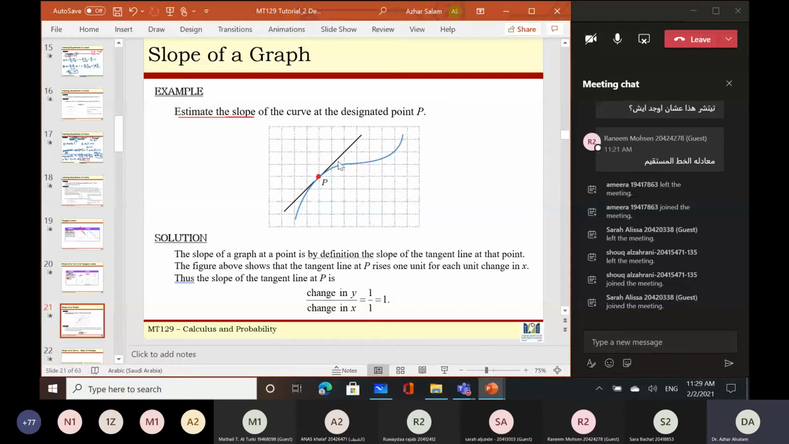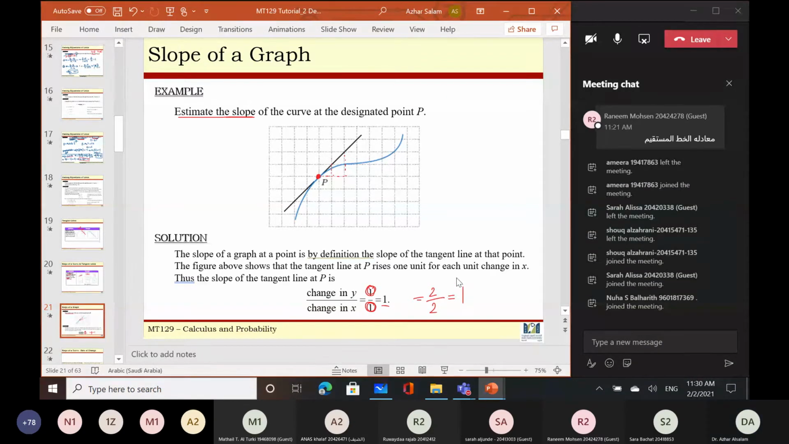I draw the tangent at this point, and I notice that for each move of 1 unit to the right, I move 1 unit to the top. If I move 2 units to the right, I move 2 units to the top. So the change in y is equal to the change in x. If the change in x is 1, the change in y is 1, so the slope will be 1. If the change is 2, the change in y will also be 2. The slope will be 1. So here the slope is 1.